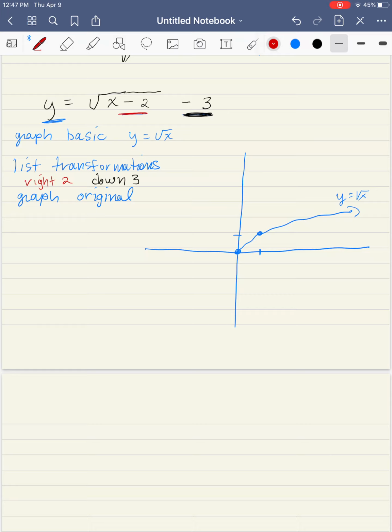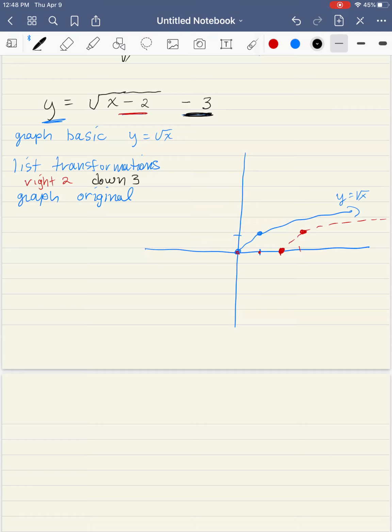And now I can do each of those transformations separately. And I'm going to draw actually 2 separate graphs. The one in the middle will not be the final graph. It's just going to be an intermediate step. I'm going to do the right 2 first. So I'm going to take each of these points and move them 2 units to the right. And that's my minus 2 inside the radical, my right 2, and I redraw my shape. And I'm just going to draw it as a dashed line here because that's not our final graph. That's just the one with the -2.